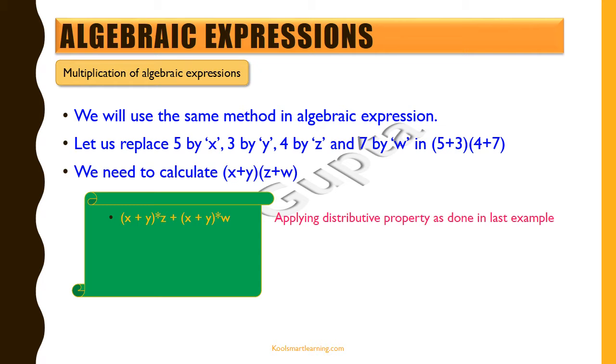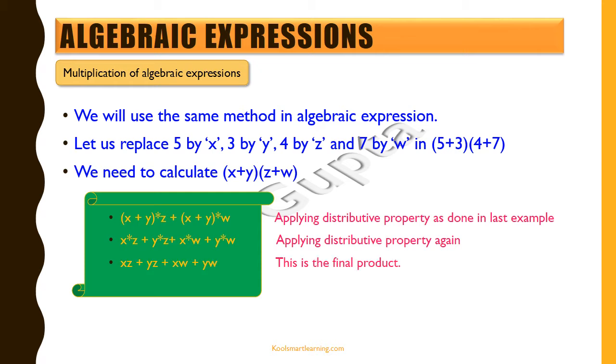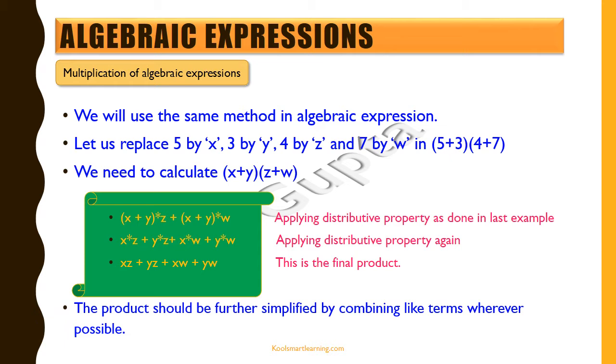Let's apply the distributive property again, and that makes it x multiplied by z plus y multiplied by z plus x multiplied by w plus y multiplied by w, and the final product becomes xz plus yz plus xw plus yw. Now this product should be further simplified by combining all the like terms wherever possible.